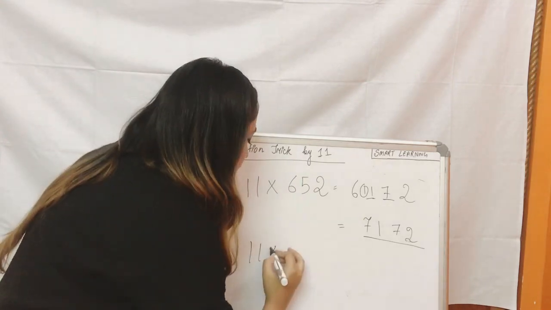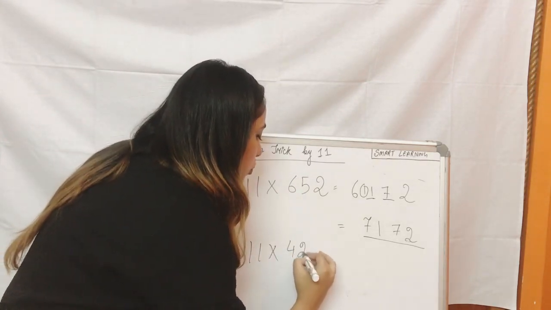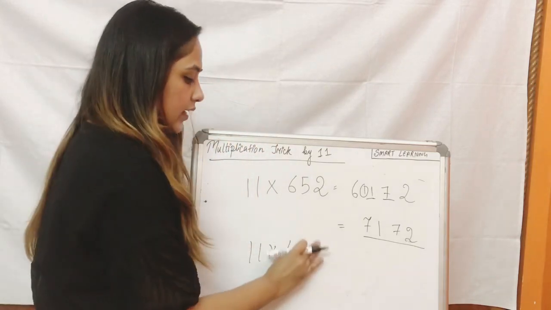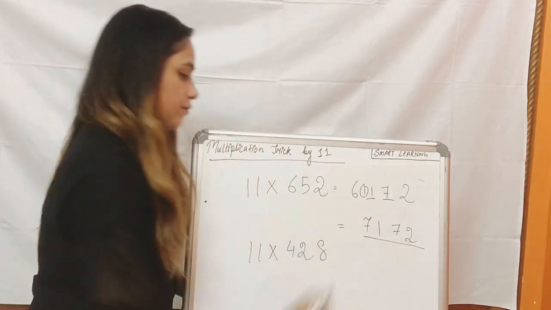Let's say 11 into 429, or let's say 428, right?